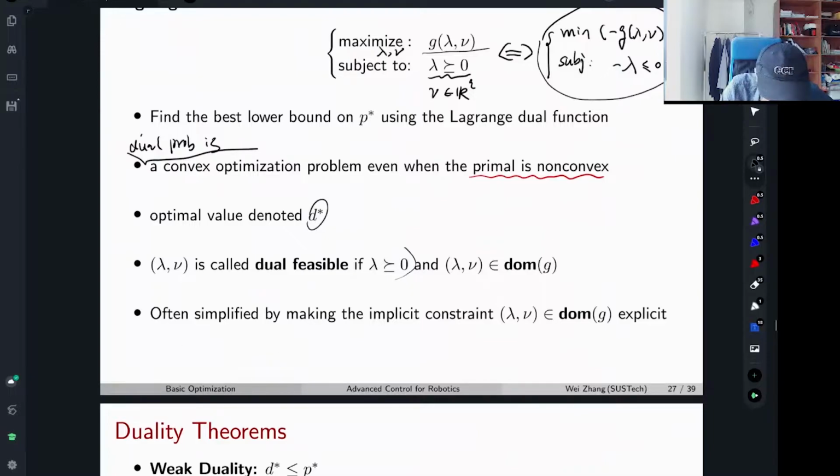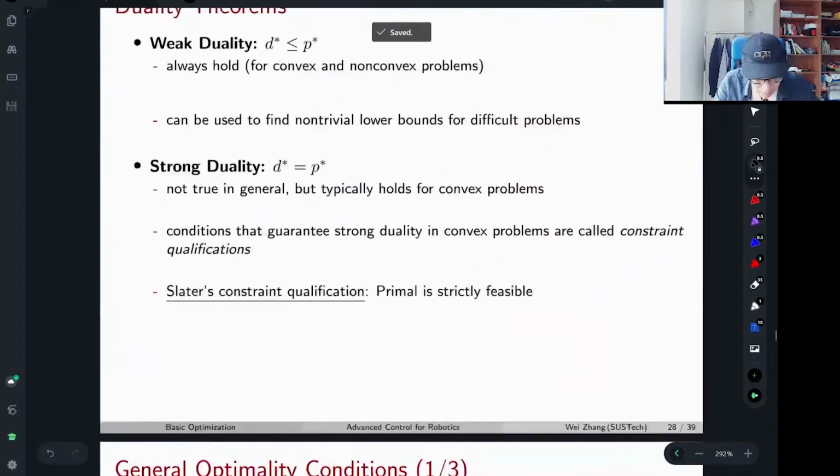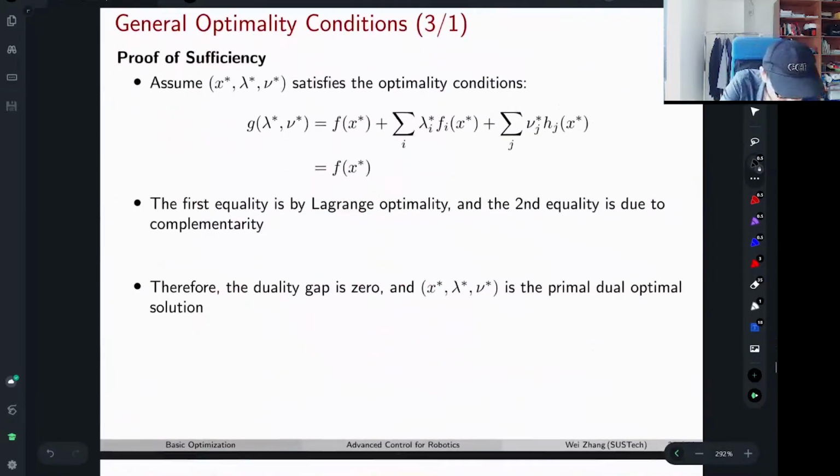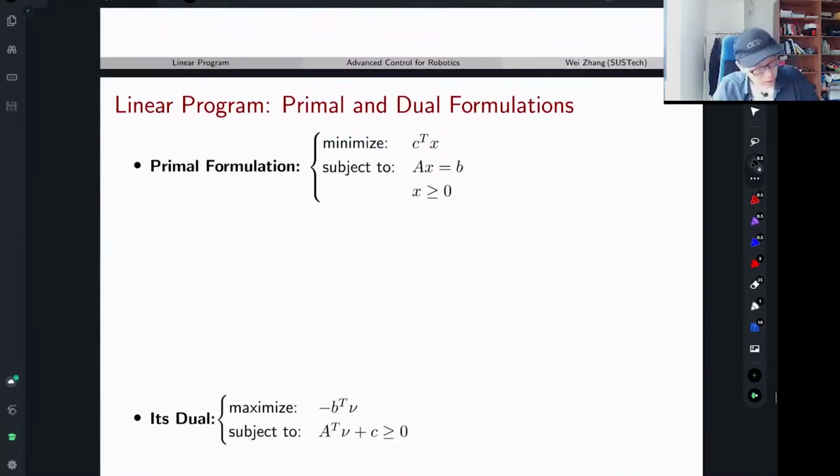Sometimes we also simplify by making the implicit constraint, that this belongs to the domain of g, explicit. I think that's a little bit abstract, so let me jump over to an example so that you have a more concrete feeling about what this means. Again, this theory doesn't indicate anything about how you numerically solve the problem. You just need to know the dual definitions, and that gives us the KKT conditions and the duality theorems.